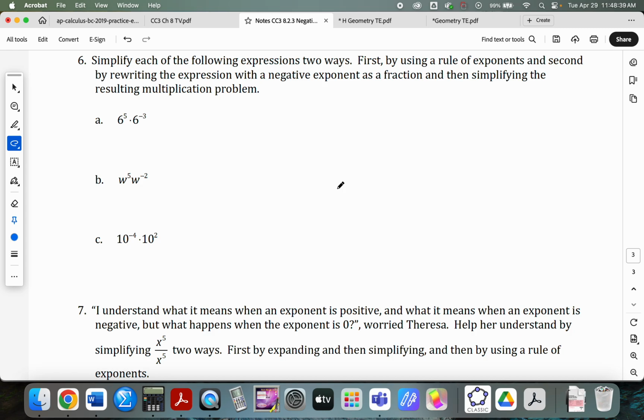All right, let's look at these. Simplify each of the following expressions two ways. First, by using a rule of exponents, and second, by rewriting the expression with a negative exponent as a fraction and then simplifying the resulting multiplication problem. So using the rules, if we multiply two numbers together, what's the rule? Keep the base and do what? Add the exponents. Yes. So this would be 6 squared.